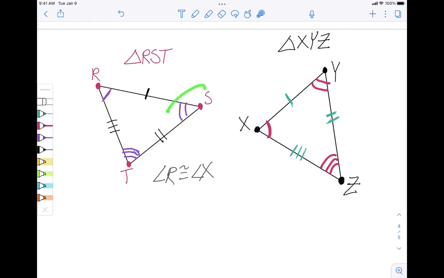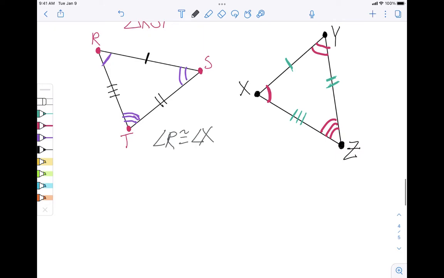Second congruency, angle S is congruent to angle Y. Double arcs, angle S is congruent to angle Y, just like that. Finally, our triple arcs, angle T is congruent to angle Z, right? So those are our angles. So let's do our parts now.